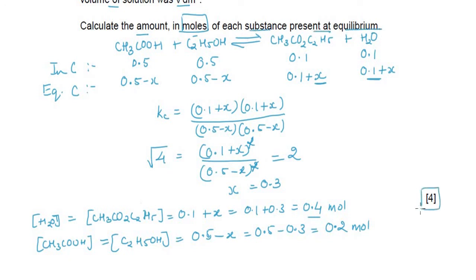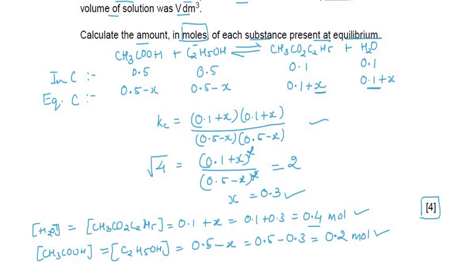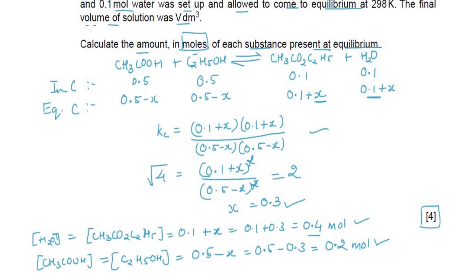This earns us 4 marks, 2 marks for the correct expression and calculation, and then 2 marks for the correct values for each of the reactants and products. Now we also need to note one more thing, that the volume of the solution was V dm cube. To find the concentration, we need to divide each of these by V, but we didn't consider V because it gets cancelled out, as there are no units for Kc and no power in the expression. So as all the V gets cancelled, we didn't consider it during our calculation.